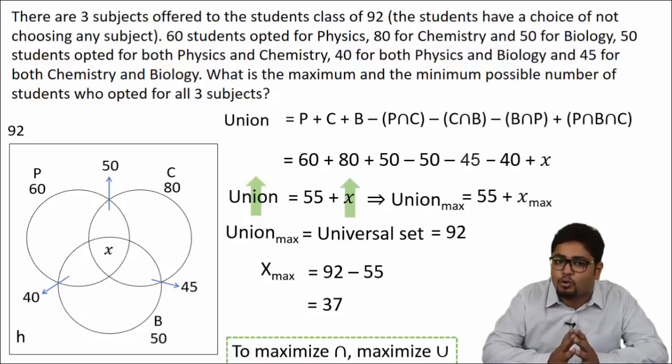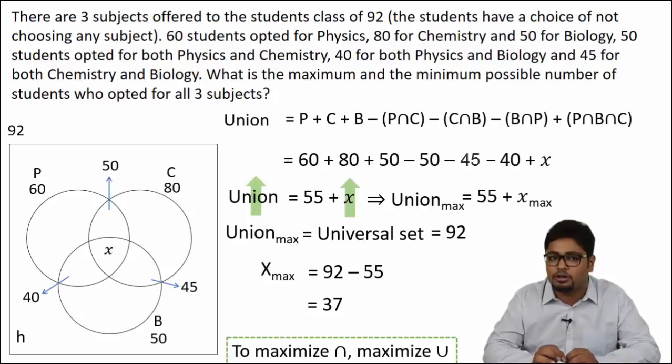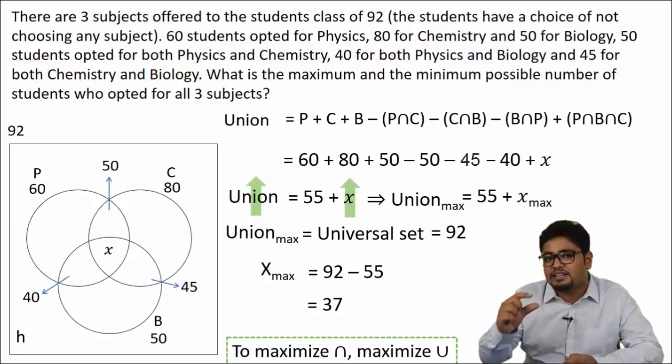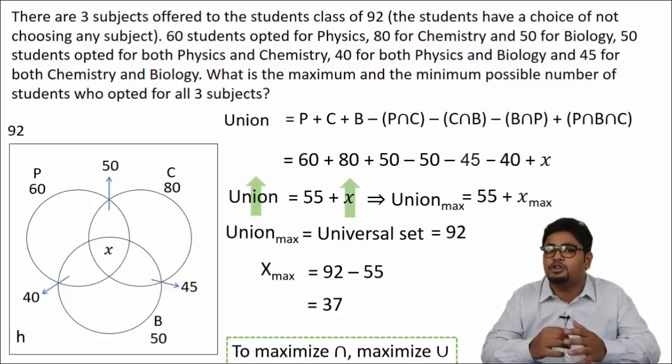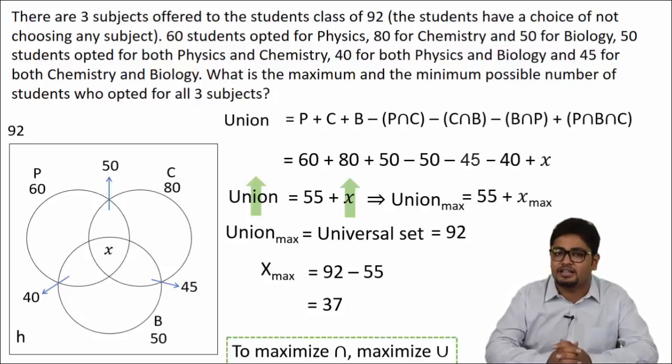This is not over yet. Always remember to cross-check the answer that we have got. In this case, 37 is less than all the values which are given. So, we can safely assume it to be the final answer.